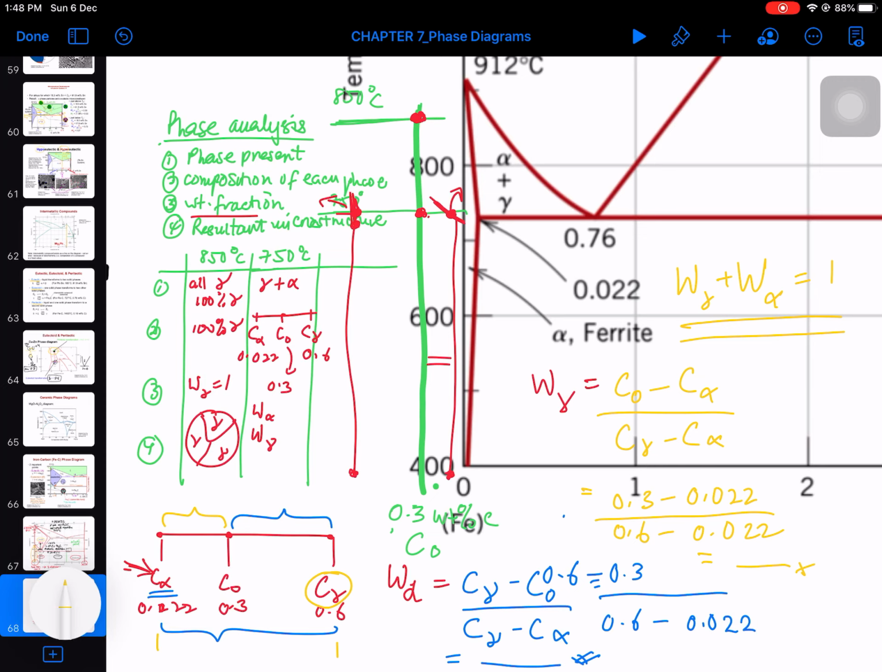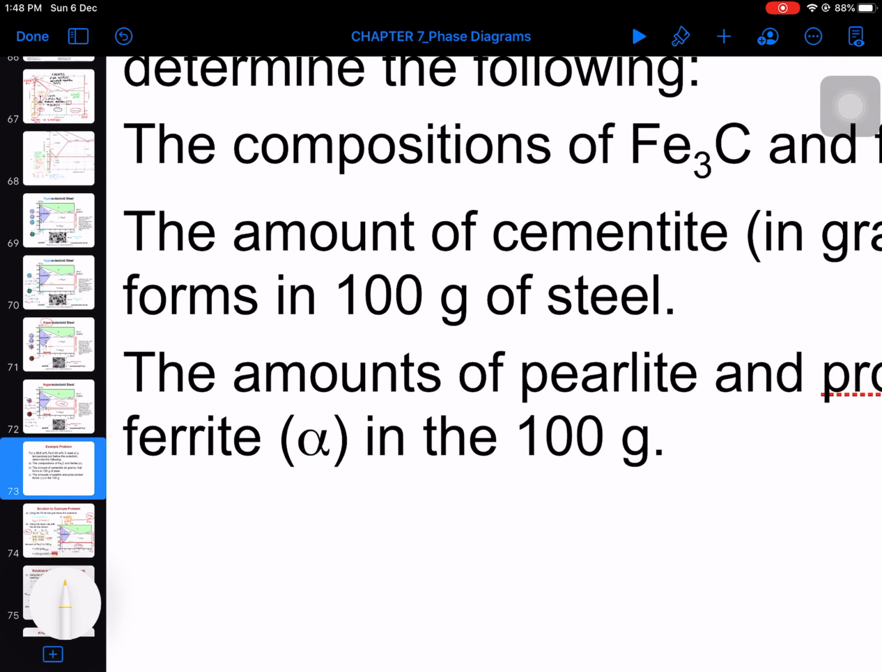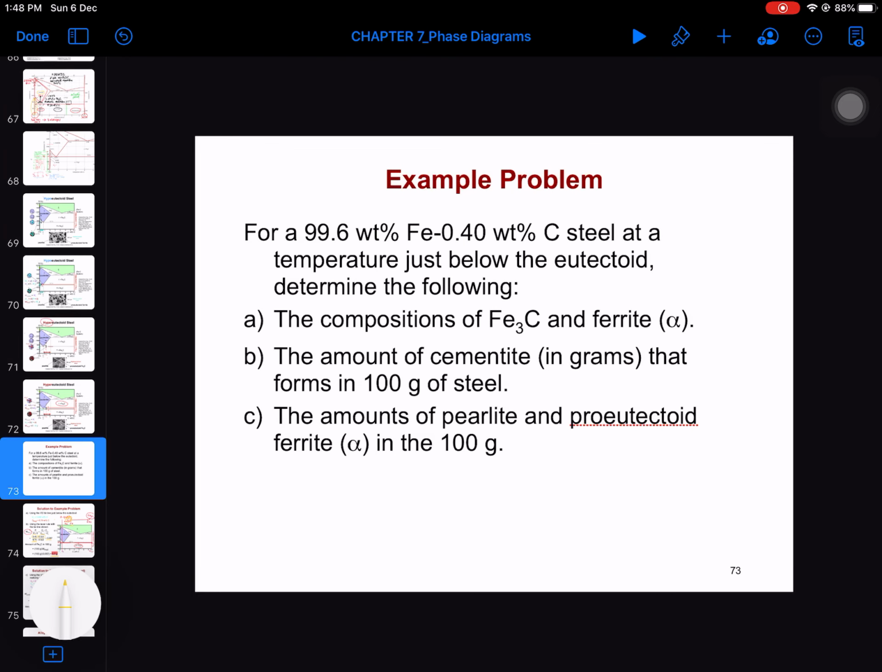Now let's go to the example problem. For a steel of 99.6 weight percent iron and 0.4 weight percent carbon, at a temperature just below the eutectoid, you have to determine the following: the fractions of cementite and total ferrite, the amount of cementite in grams that forms in 100 grams of steel, and the amount of pearlite and proeutectoid ferrite.